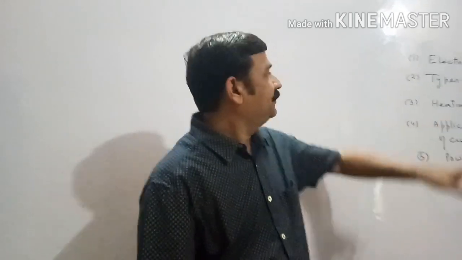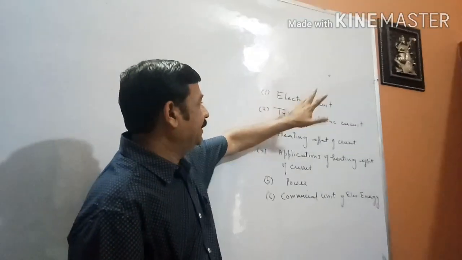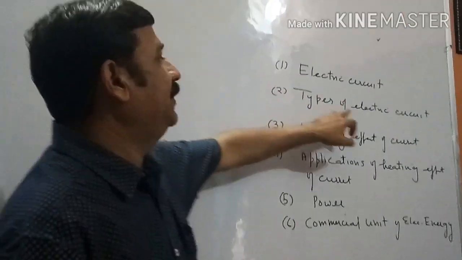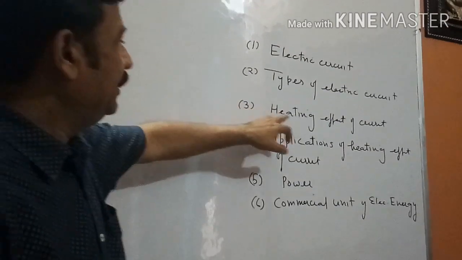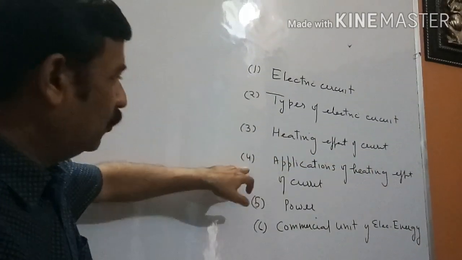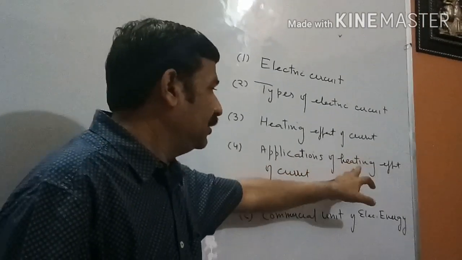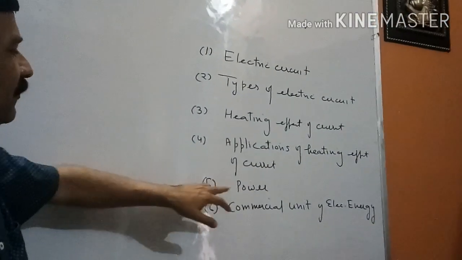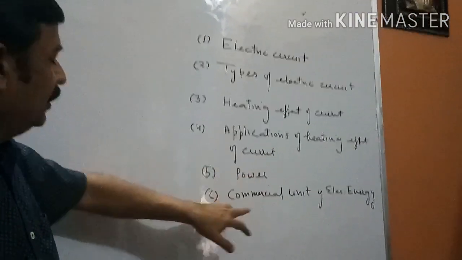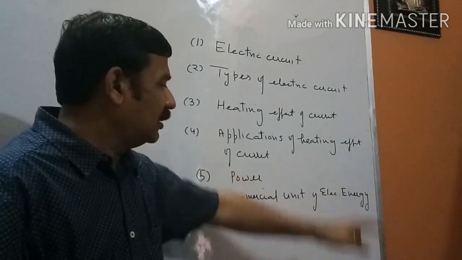These topics are: number 1, electric circuit; number 2, types of electric circuit; number 3, heating effect of current; number 4, applications of heating effect of current; number 5, electric power or power; and number 6, commercial unit of electrical energy.